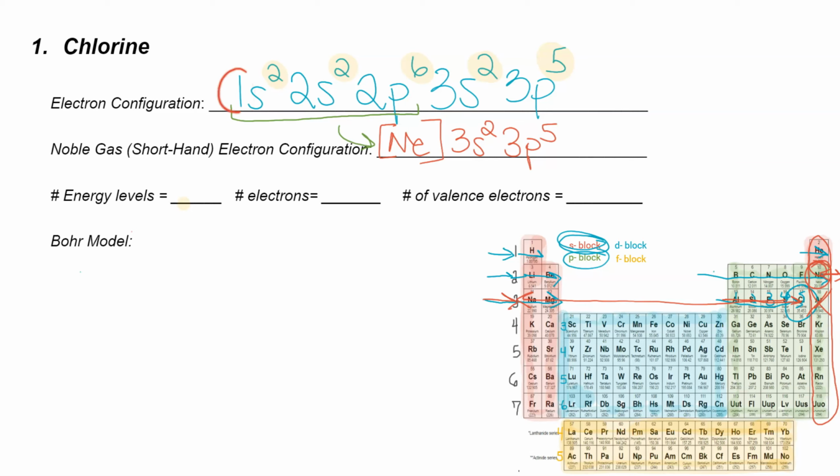So we have energy level 1, energy level 2, energy level 3, and that's it. So there are 3 total energy levels here. We already figured out the total number of electrons because we put that number of electrons in our configuration. We know that 2 plus 2 plus 6 plus 2 plus 5 gives us 17 total electrons.